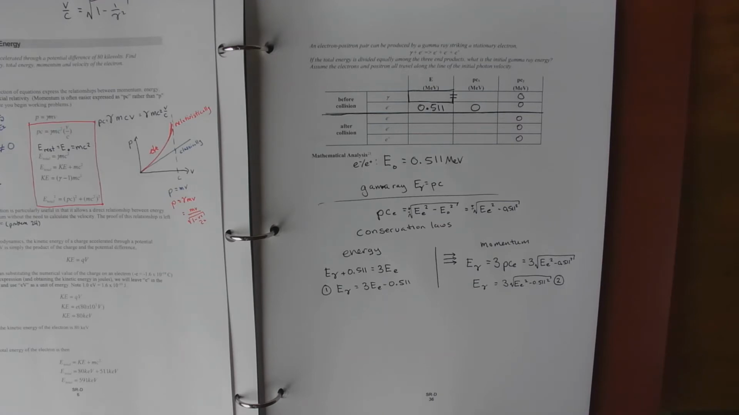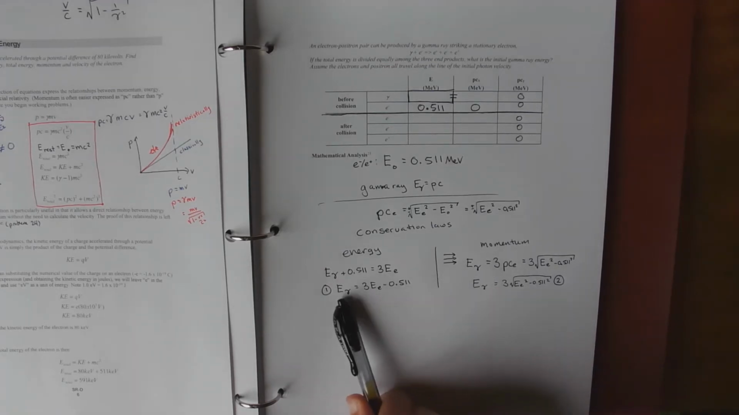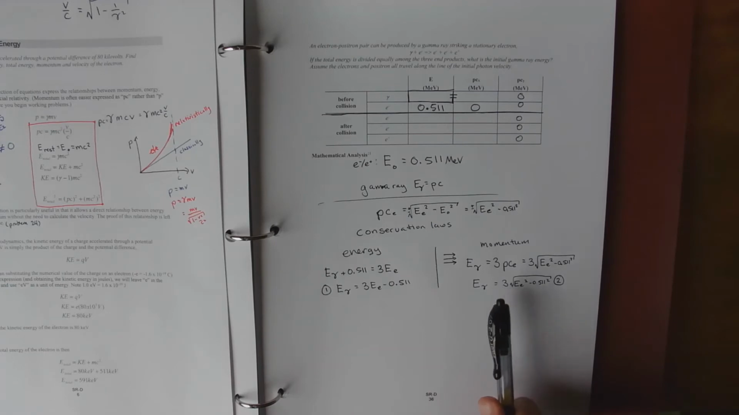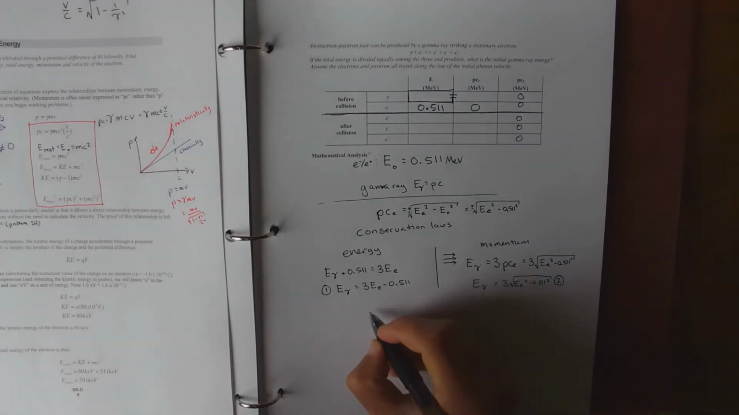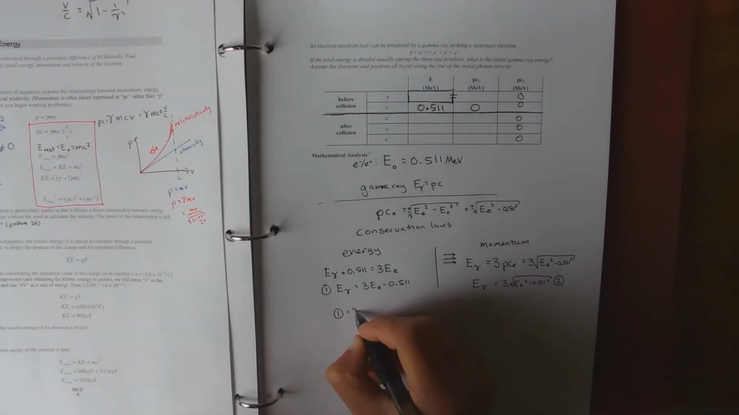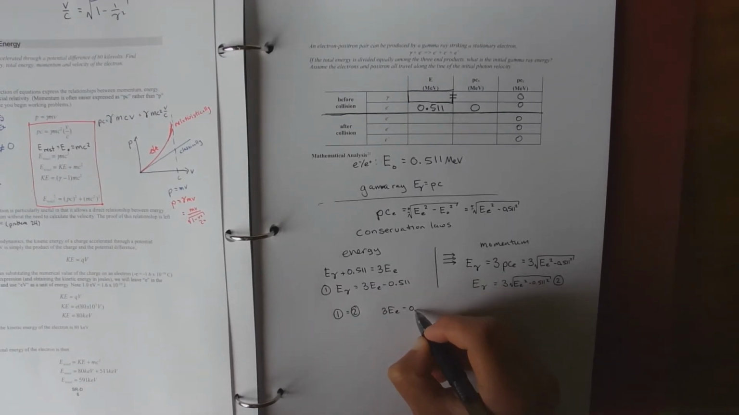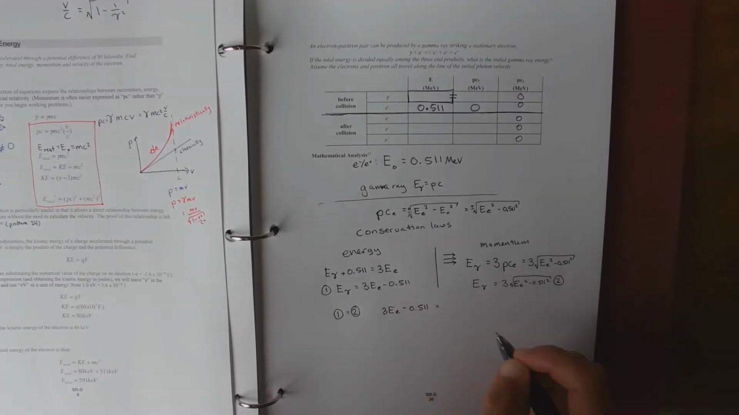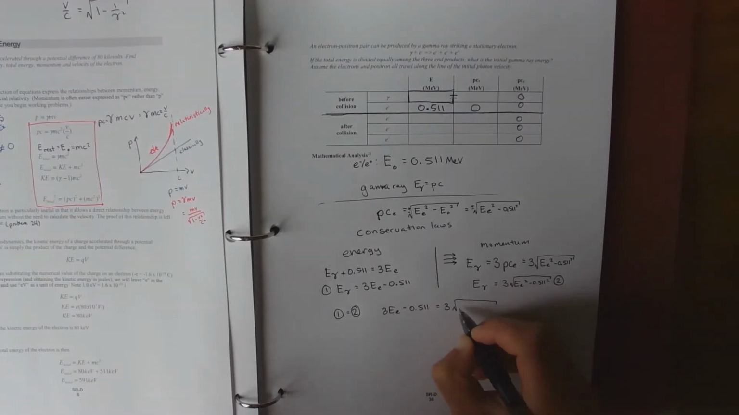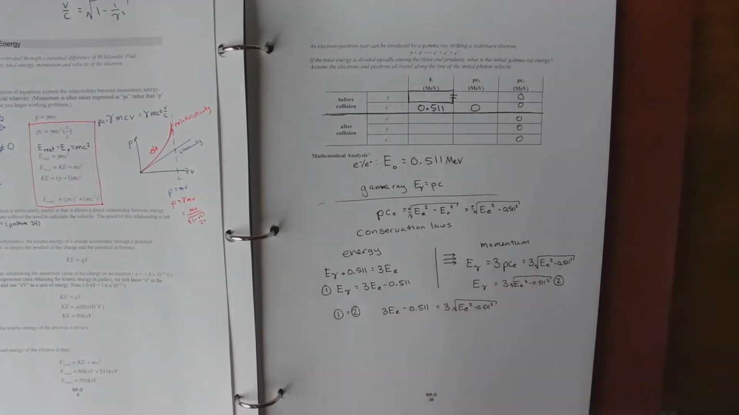So I don't think we need to use a computer for this one, but let's just take a look at what we have here. Okay, so I have E gamma here and E gamma here, so I can set these two equal to each other. That gives me 3 times the total energy minus 0.511 is equal to 3 times the square root of this. And now we can square both sides.